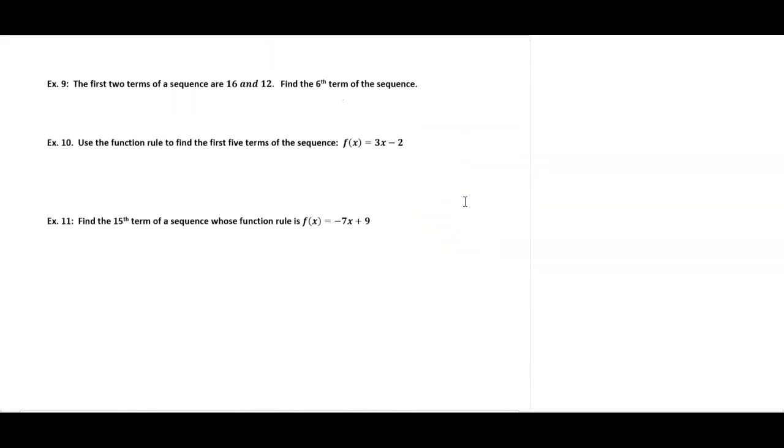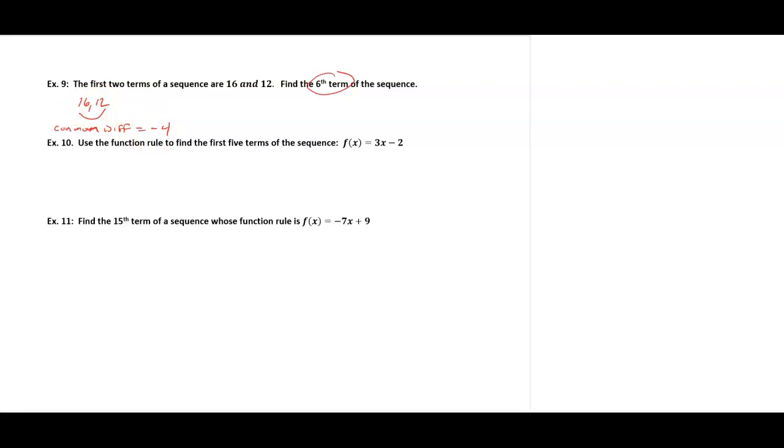Number 9, if the first 2 terms of a sequence are 16 and 12, so we have 16 and then we have 12, they want us to find the 6th term. Well, the first thing we have to do is use the first 2 terms to find the common difference. So what did I do here? Did I go up or did I go down? From 16 to 12, I went down 4.